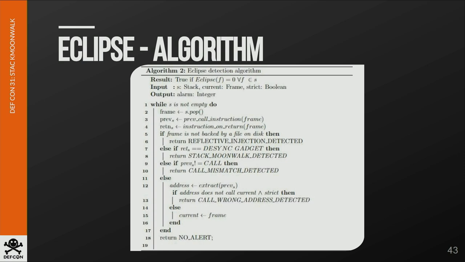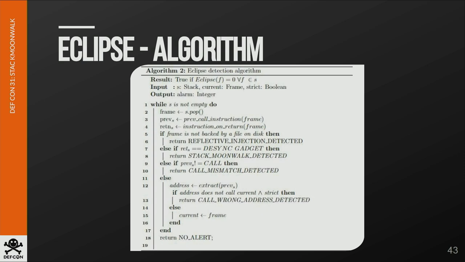The next is we actually look for the desync gadget, because what Full Moonwalk does is it desyncs the stack with basically a ROP gadget in order to be able to effectively craft its own stack for restoration as well. So we can just look for that gadget, and often that can be an IOC as well.